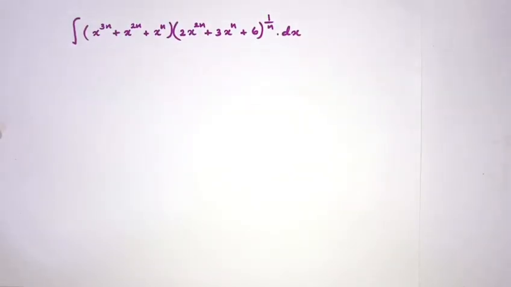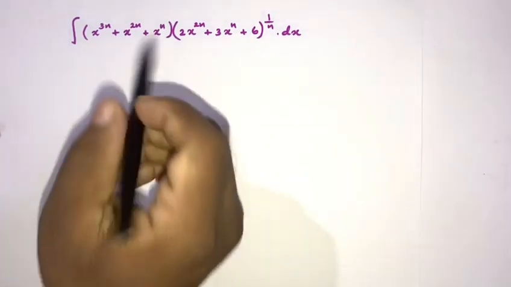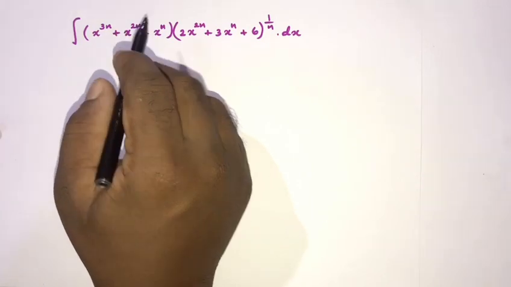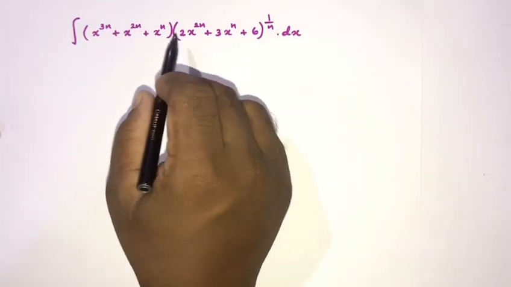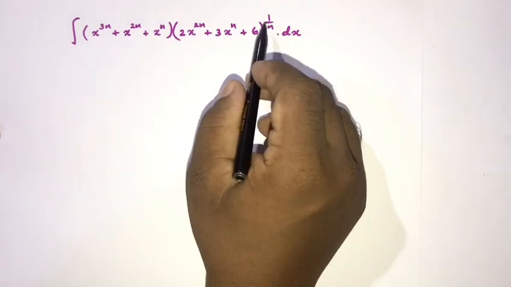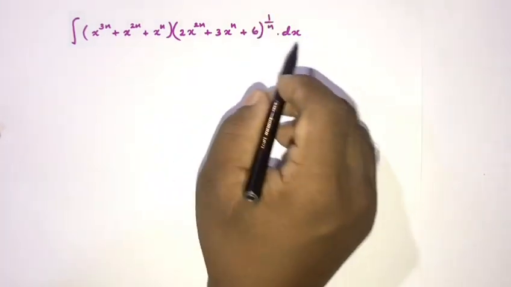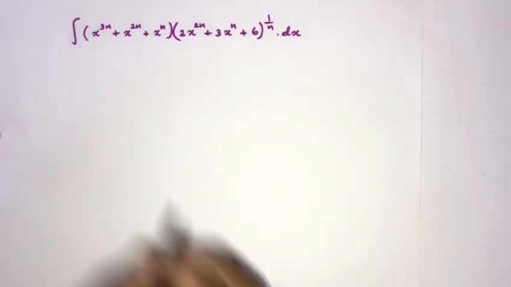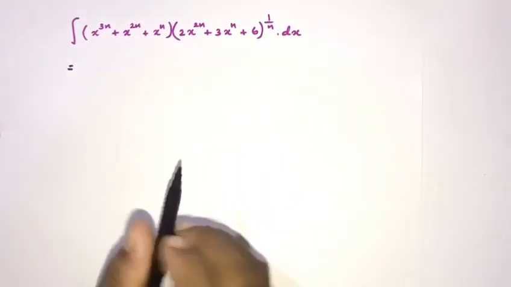In this video we are going to solve this interesting indefinite integral: the integral of (x^(3n) + x^(2n) + x^n) times (2x^(3n) + 3x^(2n) + 6x^n) raised to the 1 over n power, with respect to x. Okay, how to begin? First let us do some algebra.